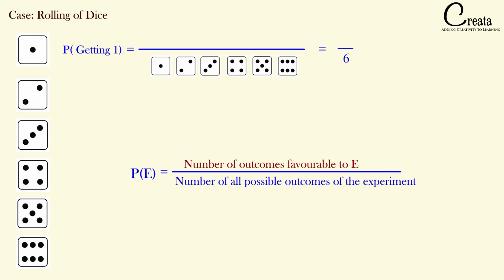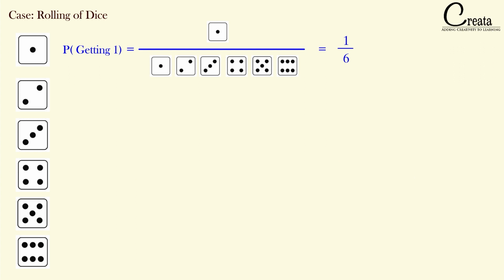The favorable outcome. For getting the event 1, that is, the probability of event 1, the favorable condition is only 1, that is, the number 1 itself. So number 1 will come in the numerator, which is only 1. So 1 by 6 is the probability of getting the number 1.